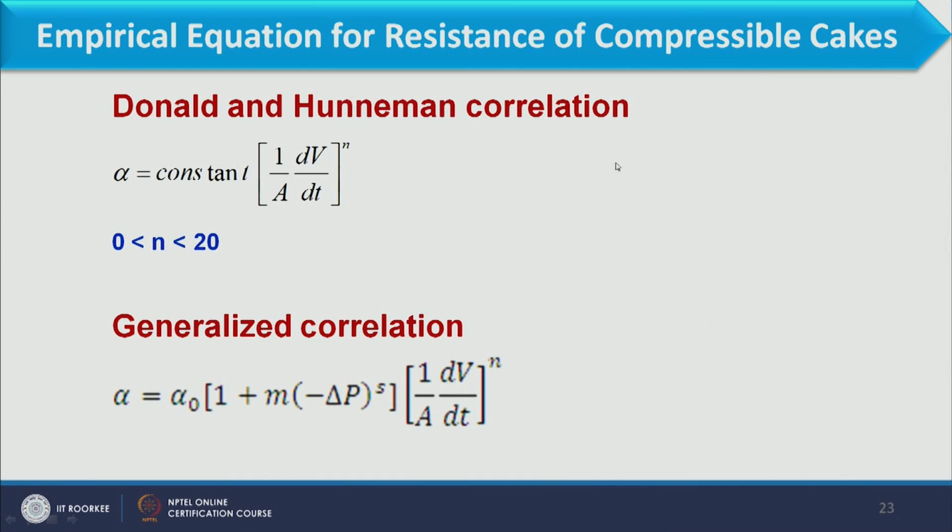Further, Donald and Heinemann proposed a correlation, that is alpha is equal to a constant times (1 by A dV over dt) to the power n. So that will depend on the rate expression. Further, it will not consider the variable pressure drop condition, and in this expression n varies from 0 to 20. So clubbing all these conditions together, a generalized correlation was proposed, and it accommodates the expression at constant pressure as well as at constant rate. So in this way we calculate the expression for alpha.